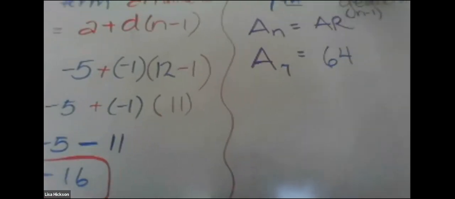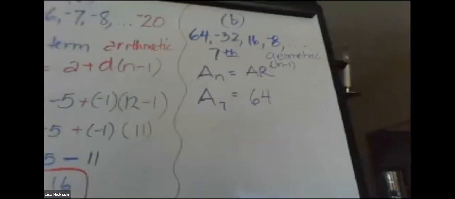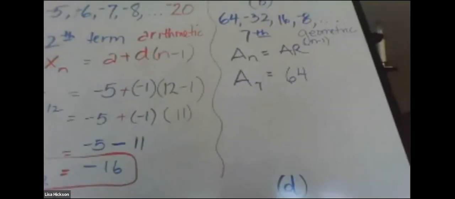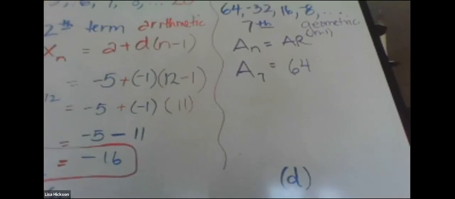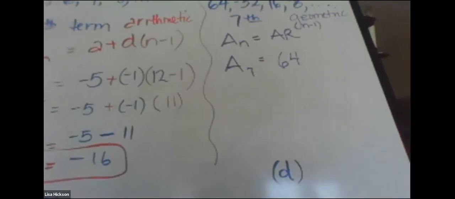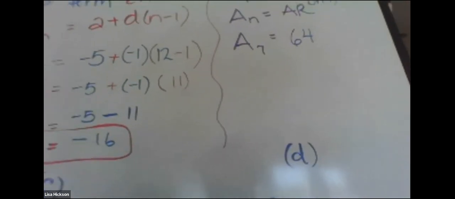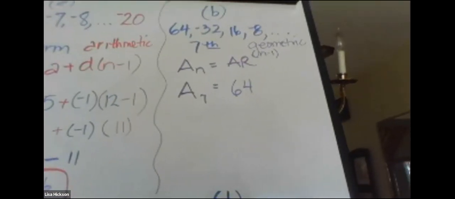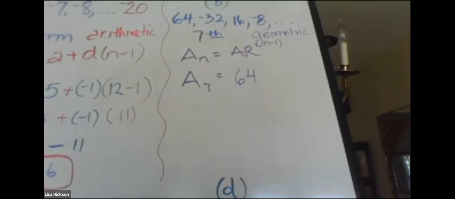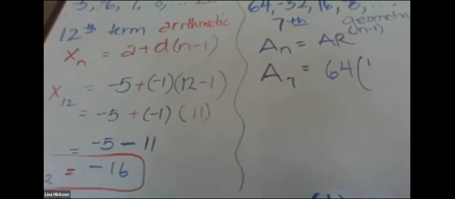How is the sequence moving? Because that's going to be our R. What's happening? We started with 64. We did something. We have a negative 32. We did that same thing. We came up with a positive 16. We did that same thing and came up with a negative 8. So what is happening with the sequence? Is it negative 2? Not divided by negative 2, but negative what?